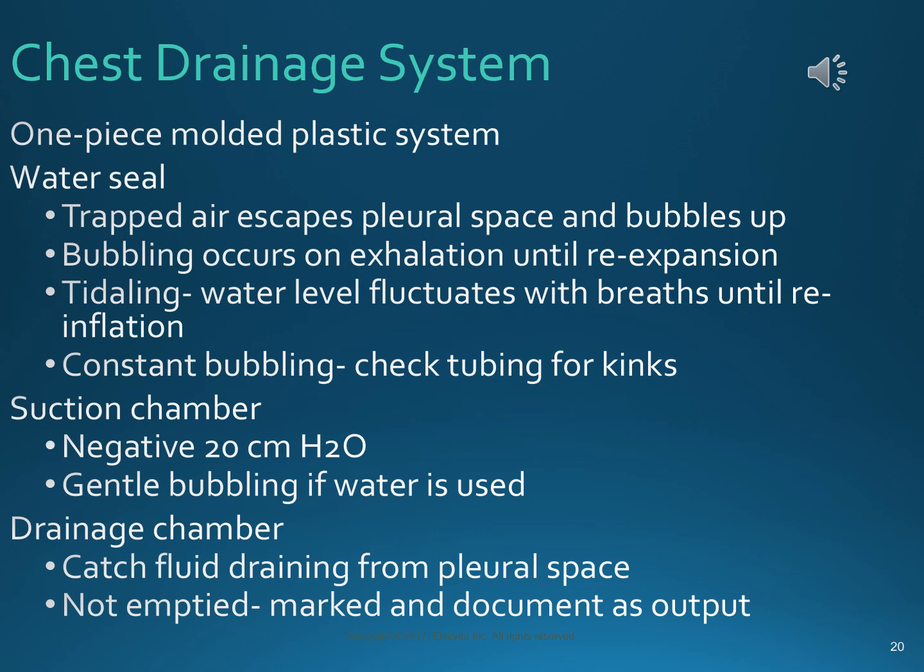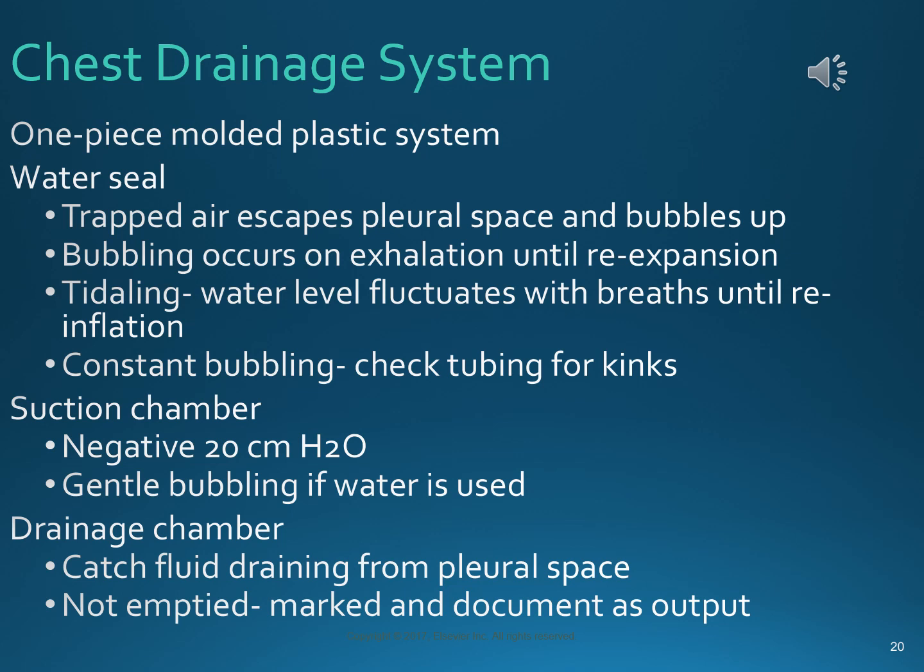There's a water seal, and what happens is trapped air from your lungs escapes the pleural space and bubbles up in this water seal. And the bubbling occurs on exhalation until re-expansion. So it's like intermittent bubbling. Then you'll also see tidling, which means the water level goes up and down every time the person breathes. So what you'll see is water going up and down and bubbles when the person exhales. That's normal. Constant bubbling all the time, check the tubing for kinks because you've got something amiss there.